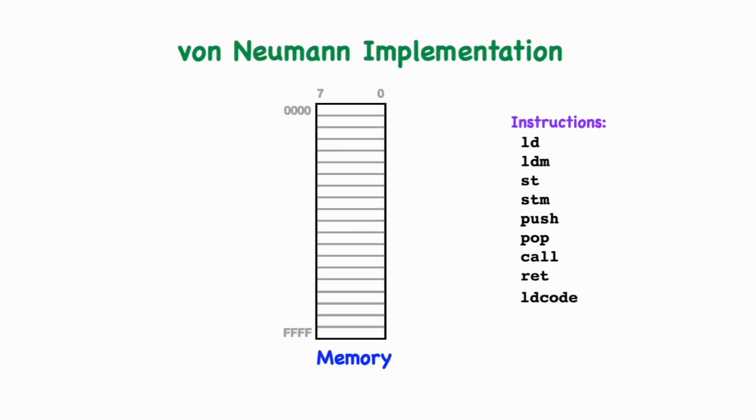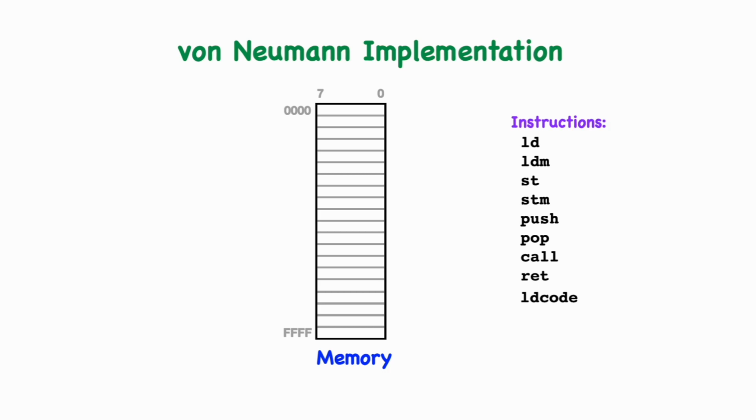Since memory can be up to 64 kilobytes in size, addresses are always 16 bits, that is 2 bytes in size. We have a number of instructions that access memory directly, including the load and store instructions, and instructions that access the stack, including push, pop, call, and return. And we have this load code instruction, which is a variation of the load instructions.